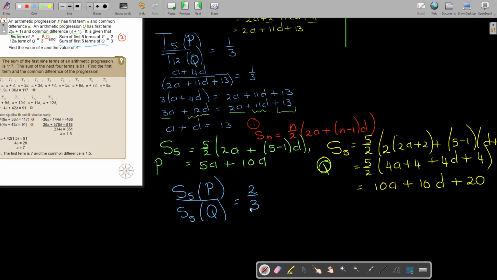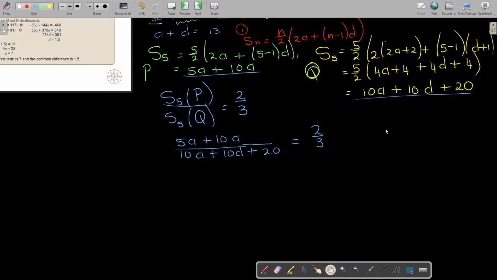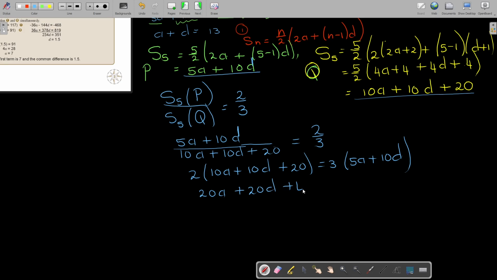So it's going to be, I don't want to be green, I want to keep to blue. So it's going to be 5a plus 10a, over 10a plus 10d plus 20, and that's going to be 2 over 3. And as I said to you, these are very long sums sometimes, but not so difficult. So I'm going to end up with 2 times 10a plus 10d plus 20 equals 3 times 5a plus 10, definitely not, that should have been d. Sorry. Usually if you write it, you see, oh, that's not correct. So 20A plus 20D plus 40 equals 15A plus 30D.